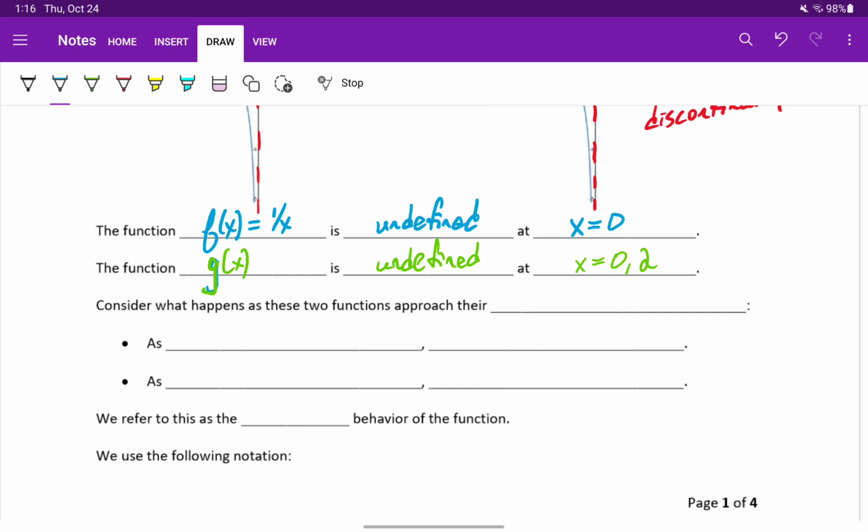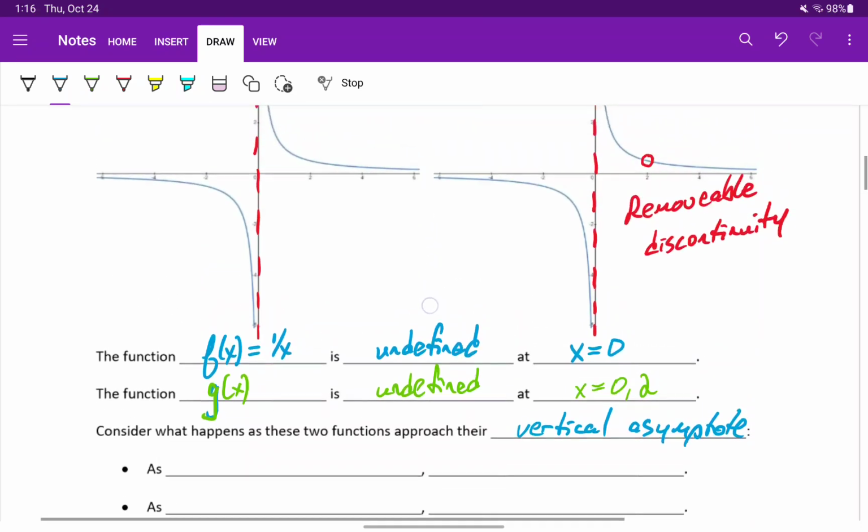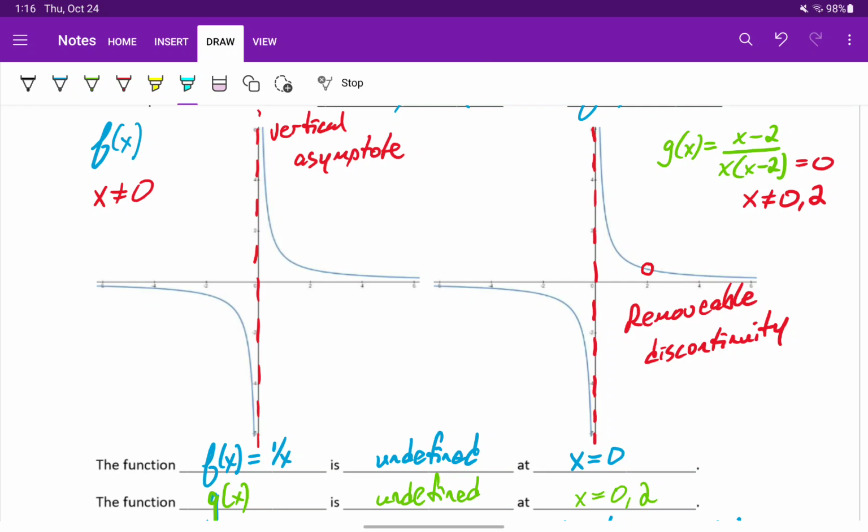Next, we want to consider what's happening to these two functions as they approach their vertical asymptote. What we can do is trace along our curve as it approaches x equals 0 from the left. We can see that our curve is just continuing to go down and down and down into lower function values. And if we trace along our curve and approach that asymptote from the right, our function is heading up and up and up, headed to larger function values.